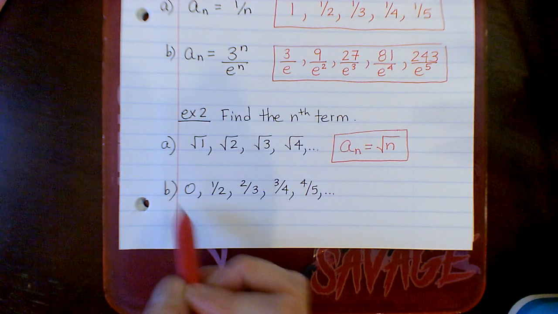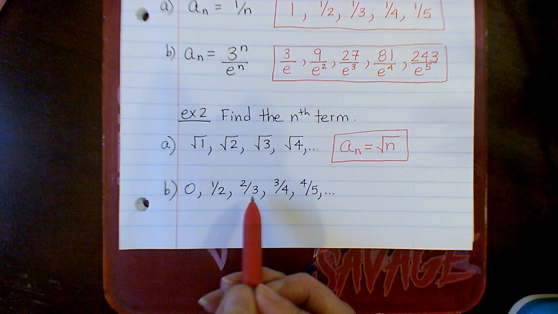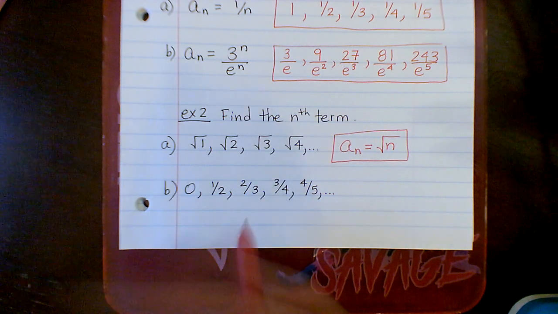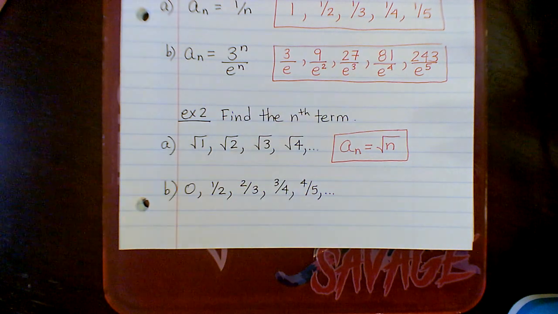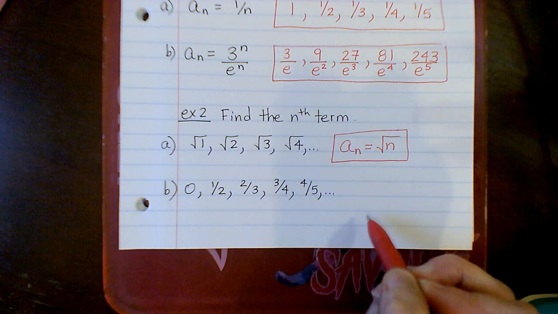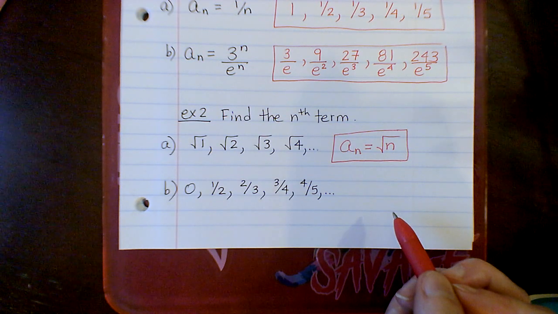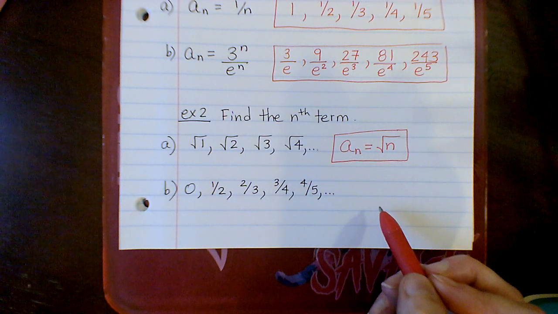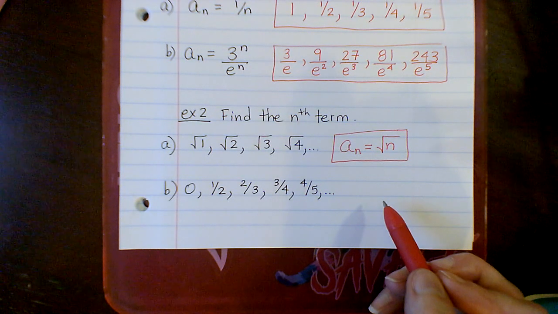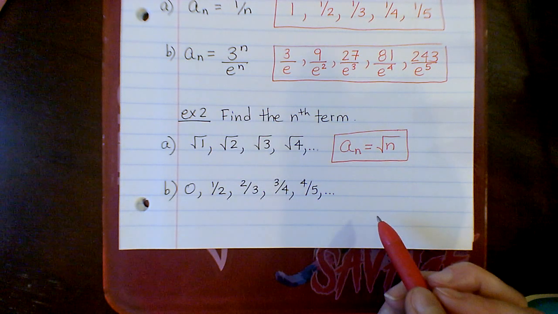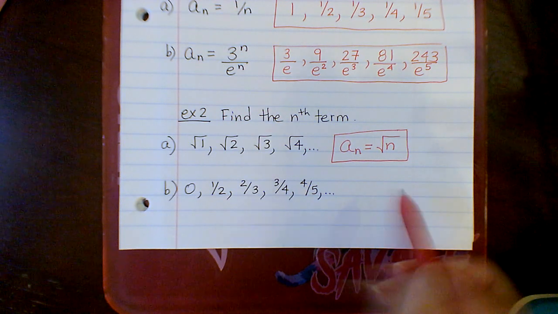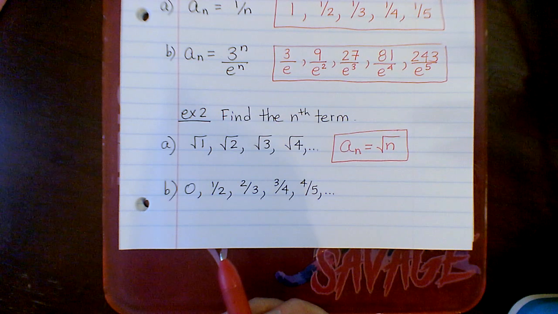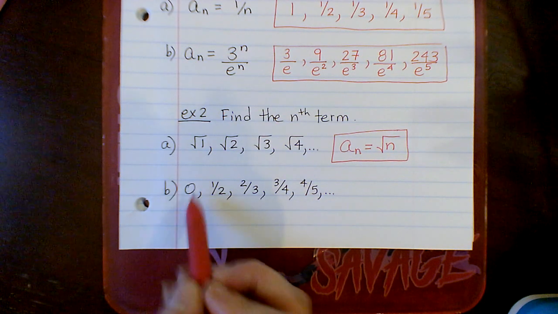Well, let's notice here that the denominator is 1 larger than the numerator each time. So maybe we say n over n plus 1. But then if I start plugging in 1 for n, that's going to start me at 1/2. So how am I going to have to adjust it so that I start at 0?